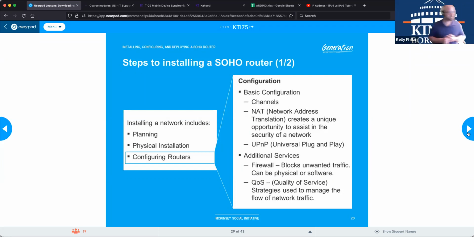NAT, network address translation. We already talked about that. That is done, and you can configure those settings yourself. Universal plug and play. And there's other stuff that you'll typically see on there, firewalls, and then quality of service. Quality of service is important because what this does is it knows not all information traveling over your network needs to be treated equally. So this is where quality of service comes in. Should an email that you're sending be treated with the same level of urgency as a video conference you're on?